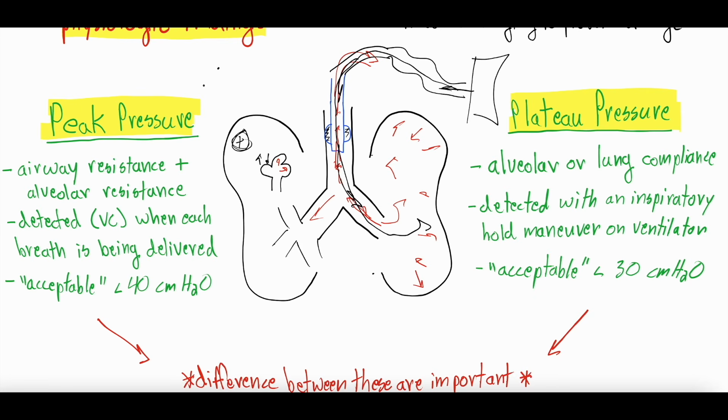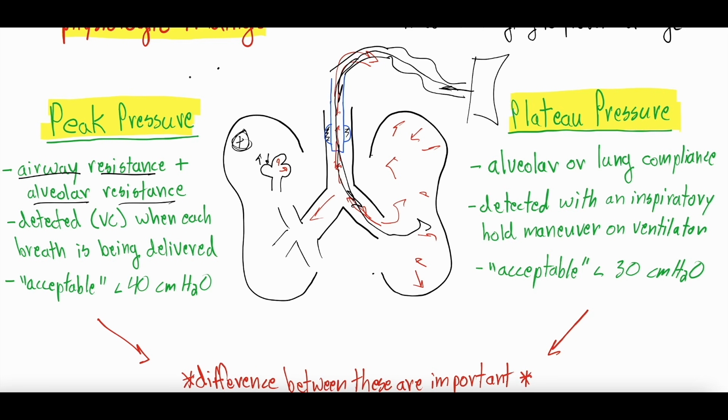So if we think about what that means, it's really a manifestation of the airway resistance and the alveolar resistance, because those are the two things that are happening. The breath is traveling through the airways, and then it's inflating the alveoli. So the resistance of those airways and the resistance of those alveoli are what is going to create the pressure that the ventilator experiences while it's trying to deliver a breath.